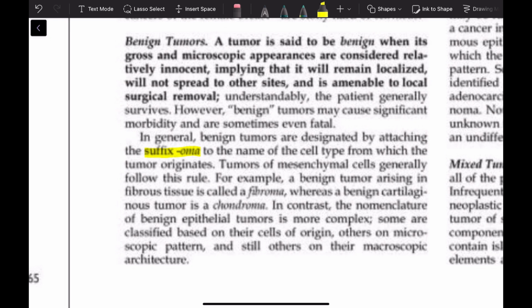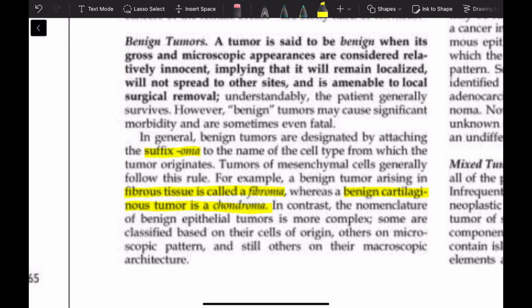Tumors of the mesenchymal cells generally follow this rule. For example, a benign tumor arising in fibrous tissue is called a fibroma. A benign cartilaginous tumor is called a chondroma. In contrast, the nomenclature of benign epithelial tumors is more complex. Some are classified based on their cells of origin, others on microscopic pattern, and still others on macroscopic architecture.